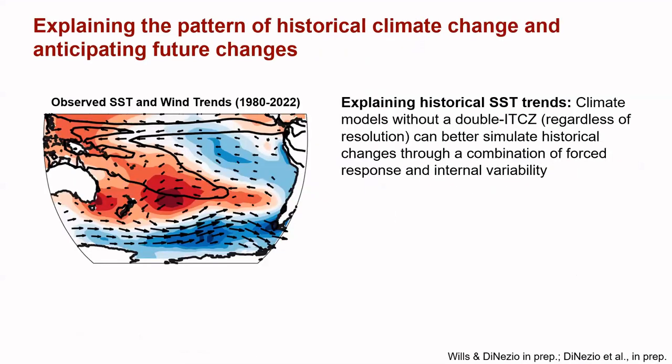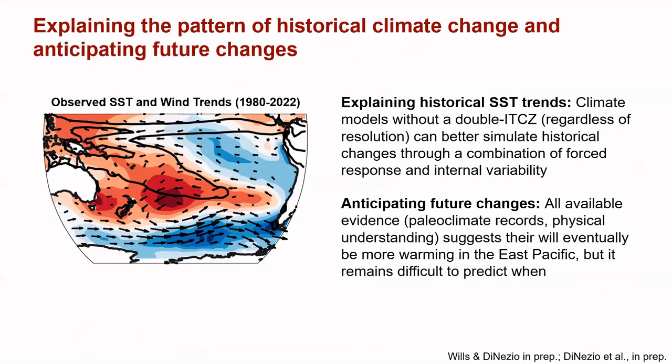So we think we're closer to understanding why the historical SST trends are not showing the same thing in models and observations, that it has to do with the double ITCZ bias, that this doesn't have to be just a resolution thing, that if you can fix the double ITCZ bias also by other means than resolution, that this will also improve your simulation of historical SST changes.